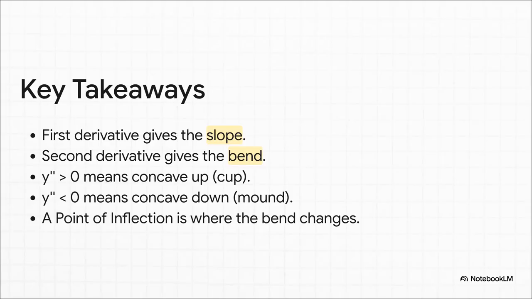It boils down to this. The first derivative is all about the slope. The second derivative is all about the bend. If it's positive, think of a cup. If it's negative, think of a mound. And that one special point where the curve can't make up its mind and switches from one to the other, that's your point of inflection.